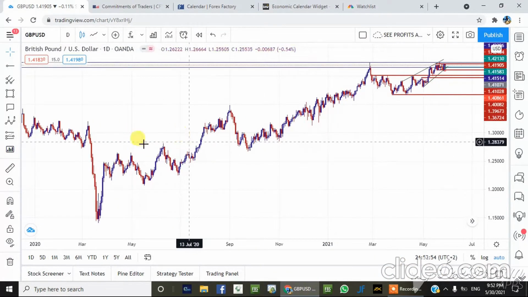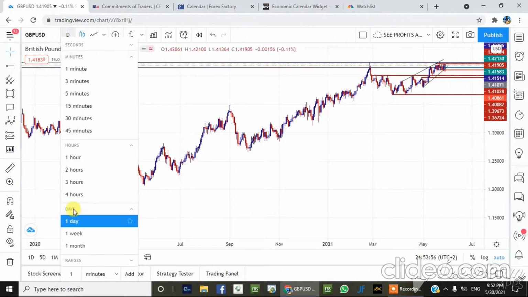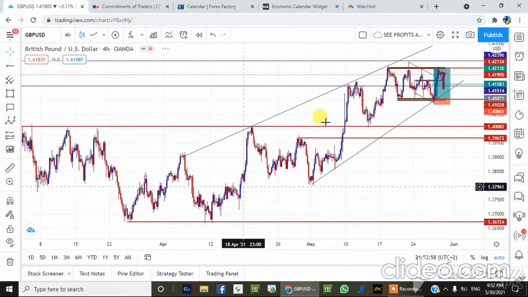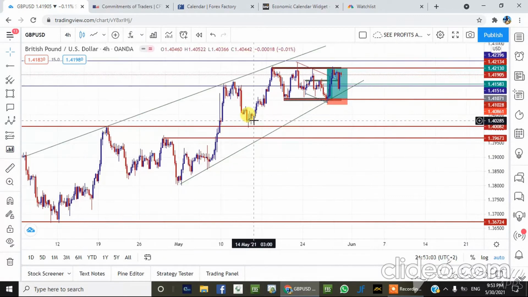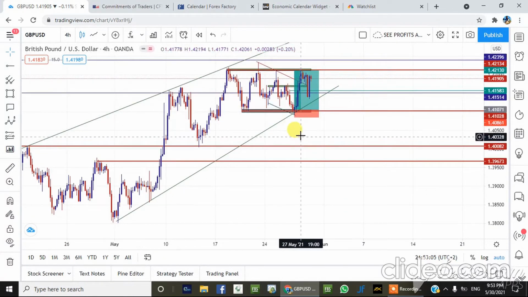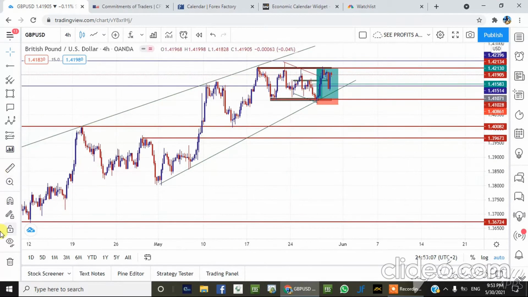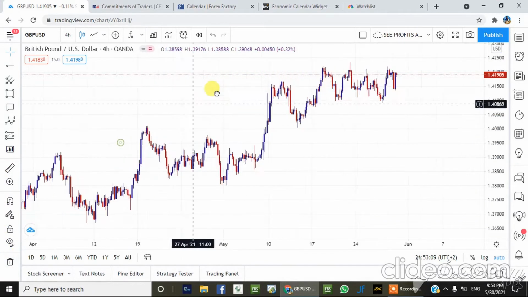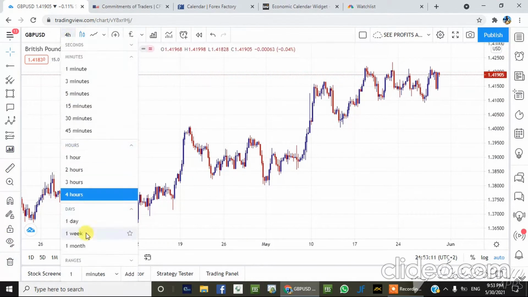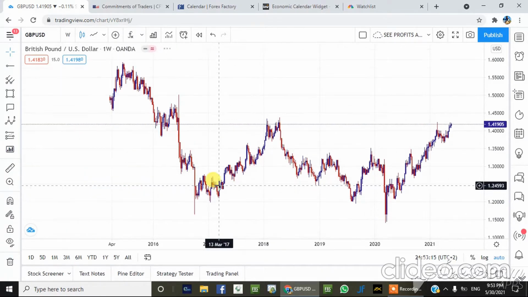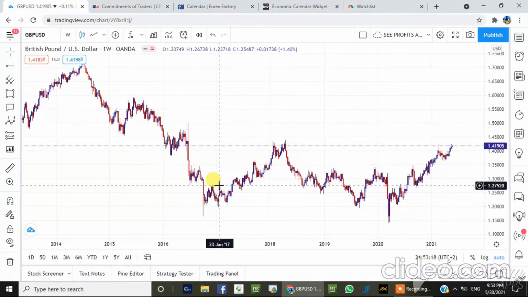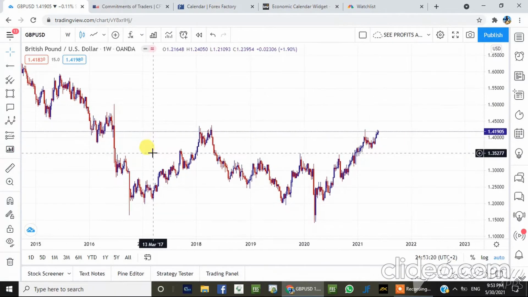Let's start with GBPUSD. On GBPUSD, we had a buy trade, a nice buy trade, and we killed it. So let's reanalyze GBPUSD. This starts from a weekly time frame so that we can know the overall direction of the markets. Let's see the behavior of GBPUSD on a weekly time frame.